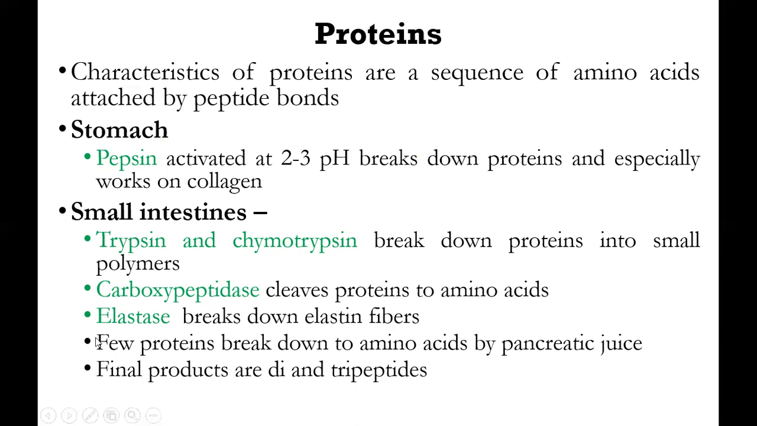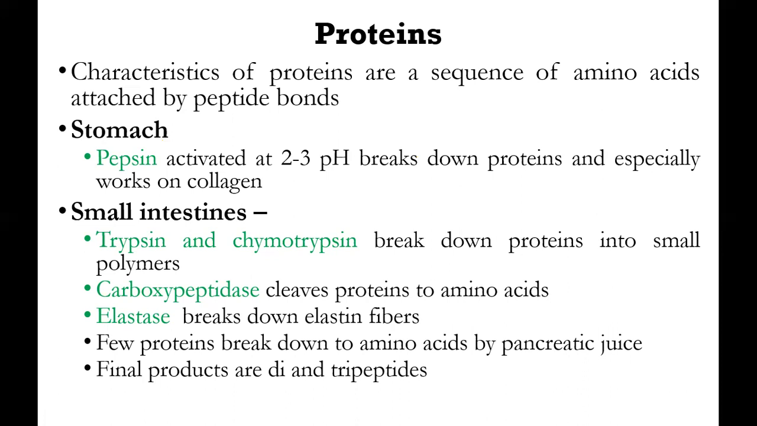Then we also have elastase. Elastase is responsible for digesting elastin fibers. So you have elastin fibers that are being digested by elastase. All these enzymes are coming from the pancreas. So they are part of pancreatic secretions. So pancreatic secretions break down proteins into amino acids. The final products are going to be di- and tripeptides that will be worked on by brush border enzymes.